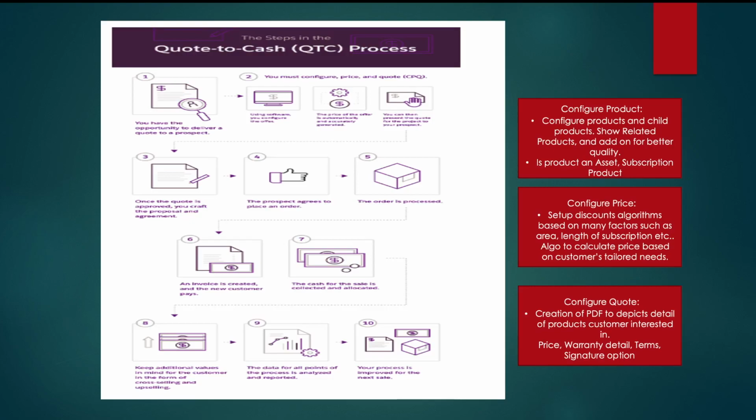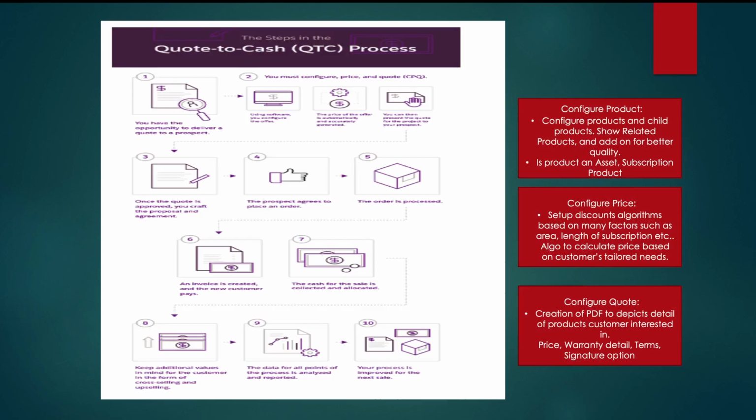Now the third is a quote. In CPQ, once we select the products and we're good with the price, it automatically creates a quote, which is nothing but a PDF, and that PDF depicts the products, the subscription, the warranty detail, and the signature option, which can be sent to a customer. So that is CPQ in a nutshell.